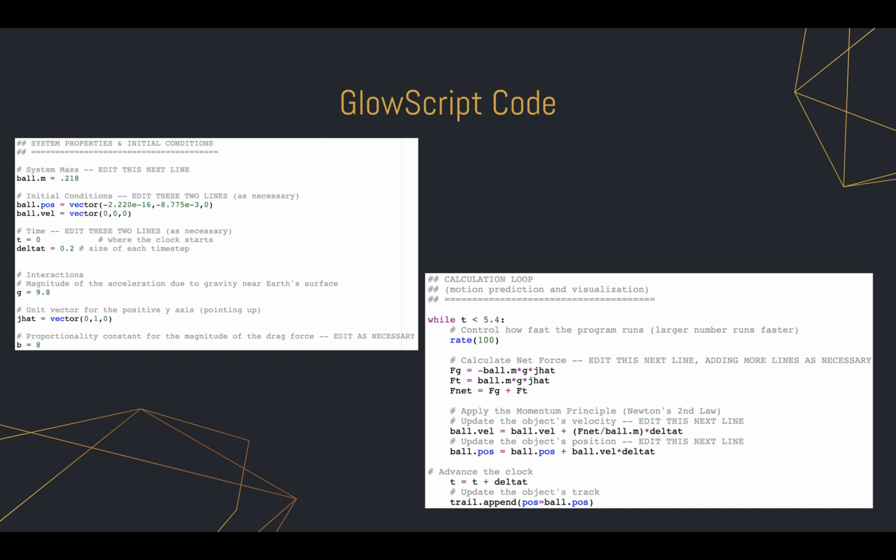In my code, I began with initializing the conditions such as the mass of the slinky, which was 0.218 kilograms, the initial position, which was negative 2.22 times 10 to the negative 16th in the x, negative 8.775 times 10 to the negative 3 in the y, and 0 in the z direction, and the initial velocity, which was 0 meters per second. Then I plugged in the gravitational constant as 9.8 meters per second squared, and for the proportionality constant, we were not given enough information, so it was a process of guessing and checking in order to find an appropriate proportionality constant for the magnitude of the drag force.